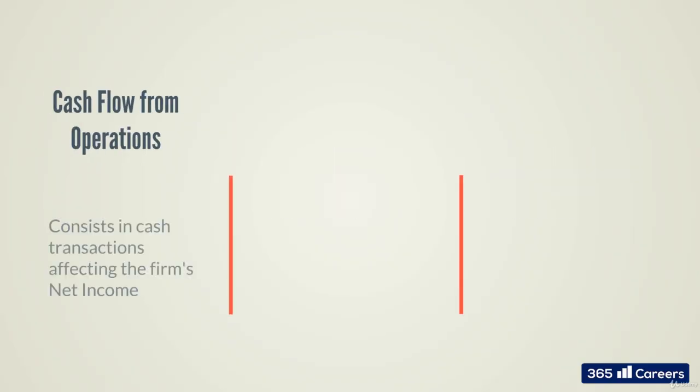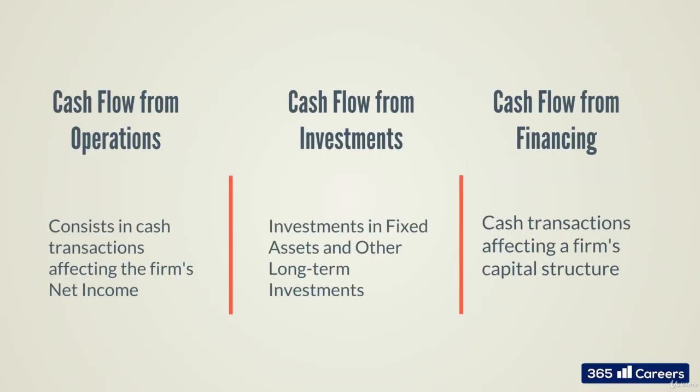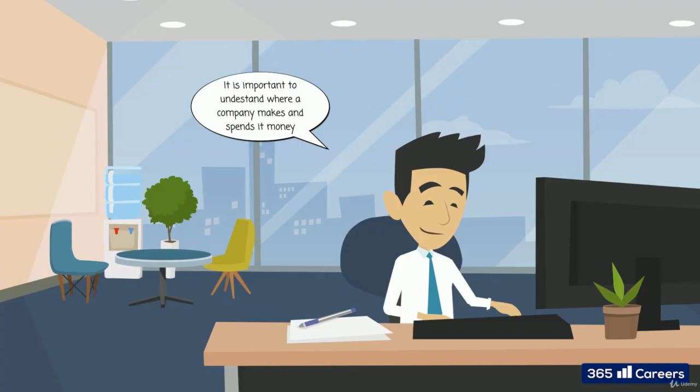So, to summarize, we have three types of cash flows. Cash flow from operating activities, consisting of cash transactions affecting a firm's net income. Cash flow from investment activities, resulting from investments in fixed assets and other long-term investments. And cash flow from financing activities, made of transactions that affect a company's capital structure, both debt and equity.